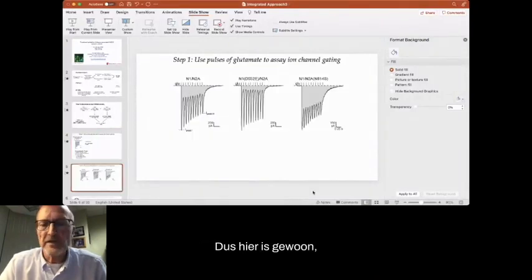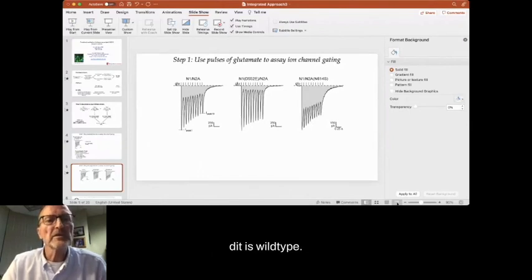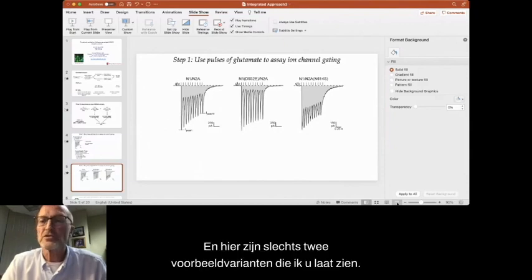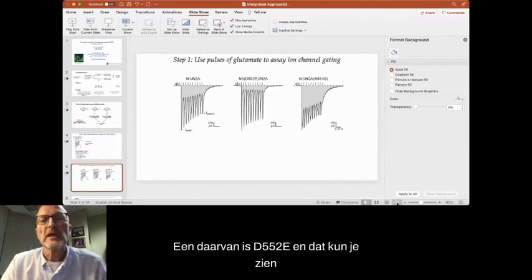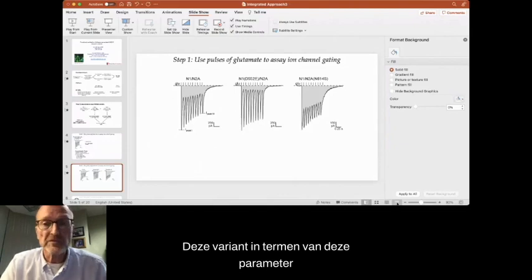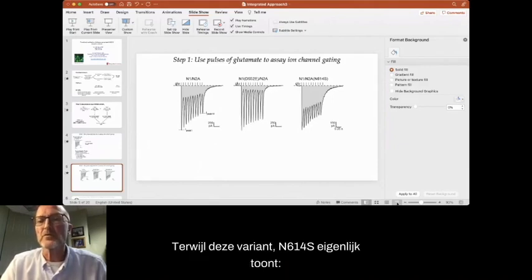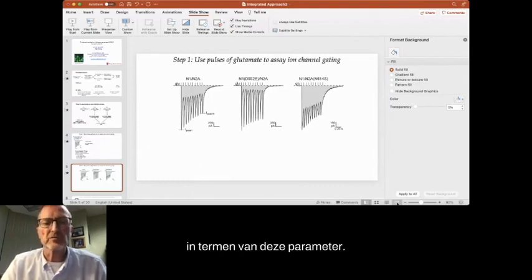Here is wild type, showing the response of wild type to these pulses. And here are 2 example variants. One is D552E, and you can see that in response to similar pulses, the area under the curve is reduced. In terms of this parameter, this variant is a loss of function. It cannot carry out this function as well as wild type NMDA receptors, whereas this variant, N614S, actually shows a gain of function in terms of this parameter.